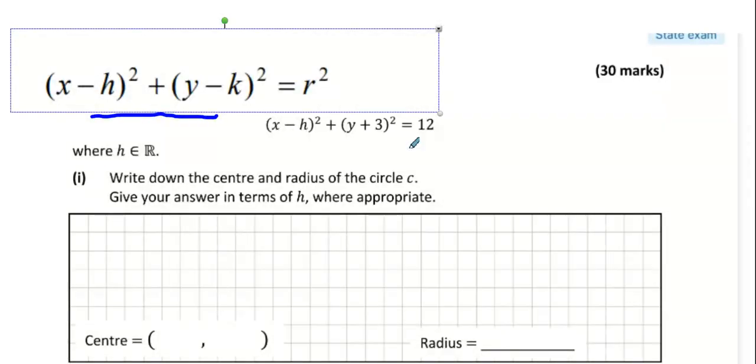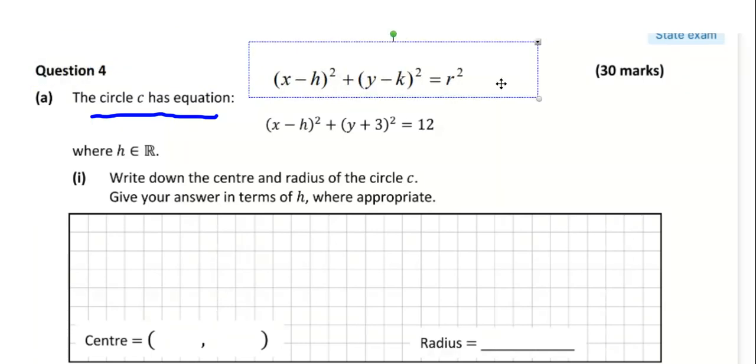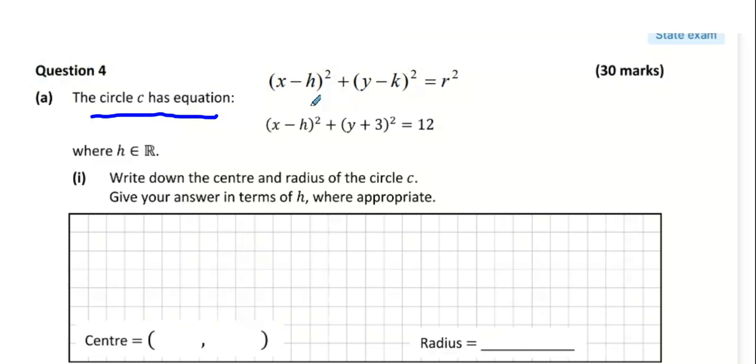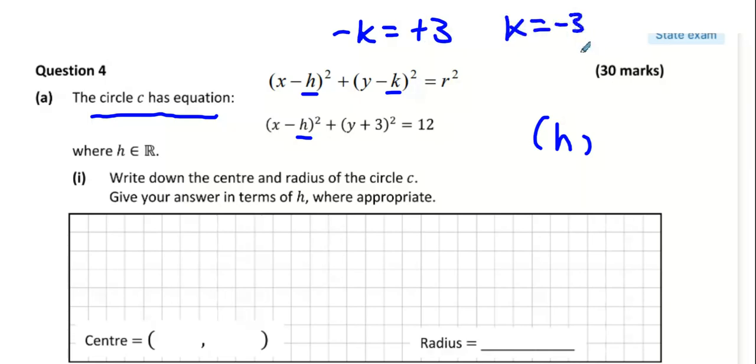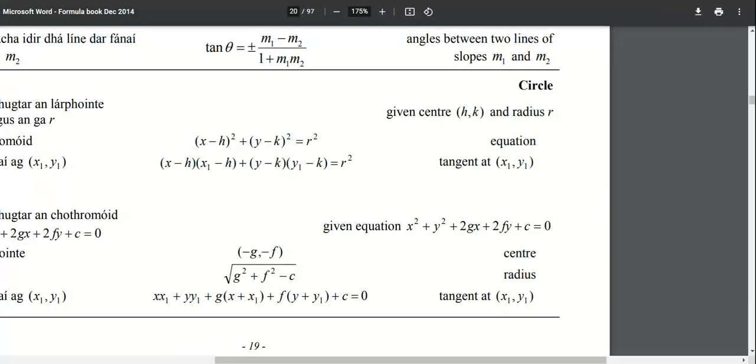Okay, now what I'm going to do is compare my formula to their formula. So instead of an h, we have an H. That means H is the x component of the center of the circle. Instead of a minus k, we have a plus 3. Multiply both sides by minus. Now, if you forget that HK is the center of the circle, it's written in the formula. Given center HK, it tells you what HK stands for, the center of the circle.